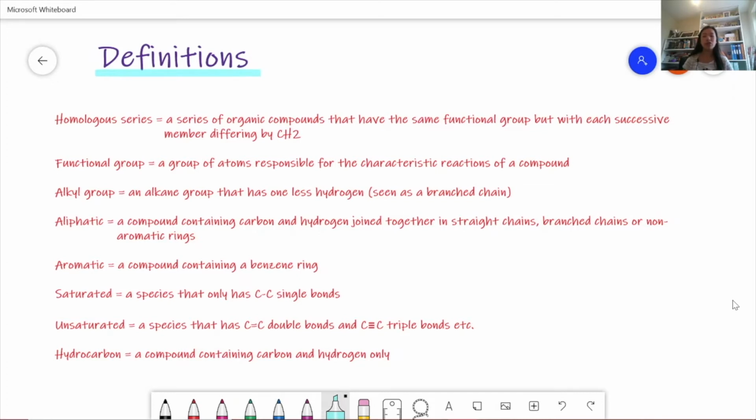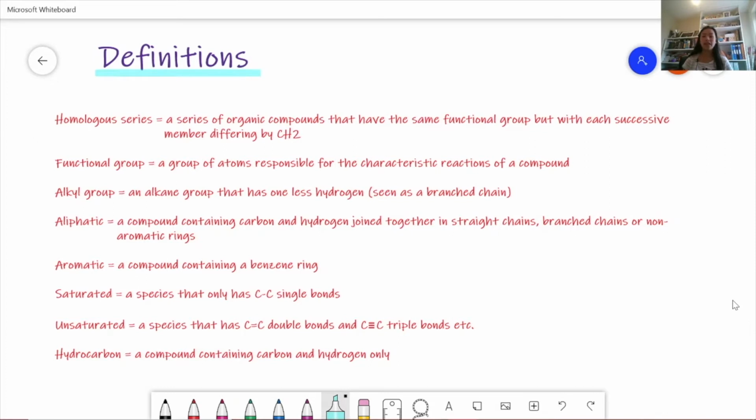A functional group is a group of atoms responsible for the characteristic reactions of a compound. An example of a functional group could be a carboxylic acid or an alcohol. An alkyl group is an alkane group that has one less hydrogen, and we see this in branch chains. If we have a straight chain alkane and there's a branch, then it'll be an alkyl group. For example, we could have a methyl group or an ethyl group.